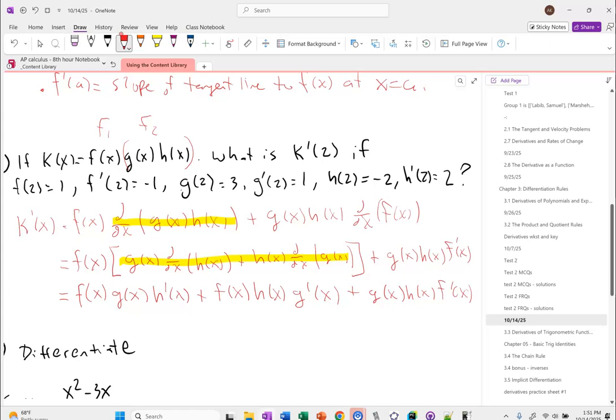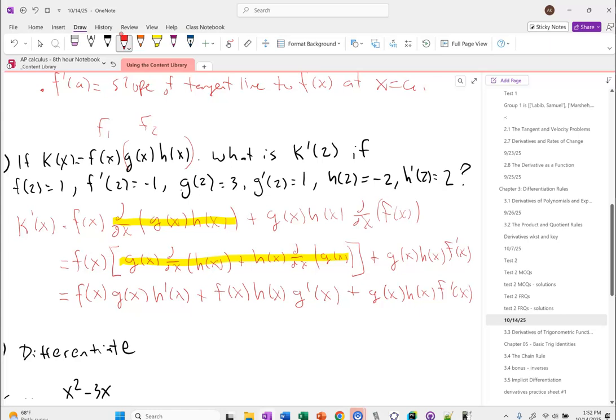So if I look at that formula, how many terms do I have? I have 3, right? I have f times g times h prime, and then I have f times h times g prime, and then I have g times h times f prime. Everybody see the 3 terms? Okay, what do you notice in each term? It's a different derivative every time, right? How many different derivatives are in the problem? 3. How many different terms are there? 3. Everything else is the same though, right?